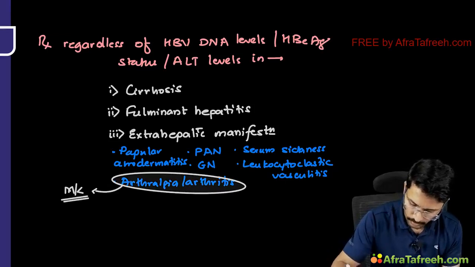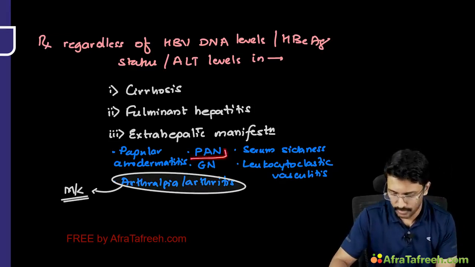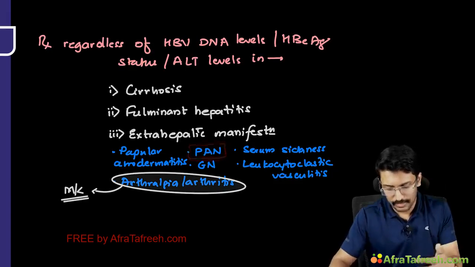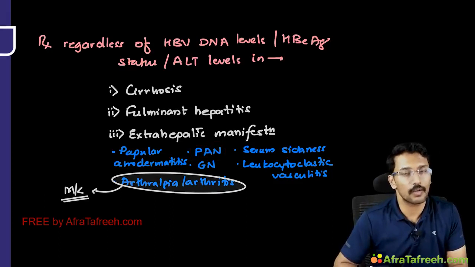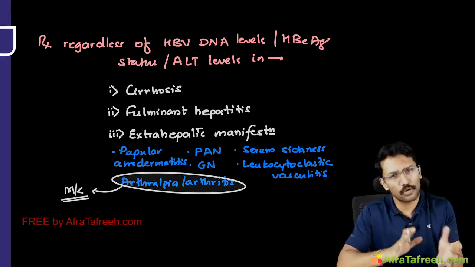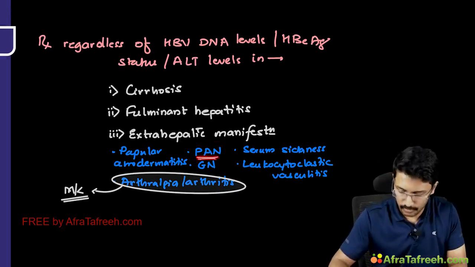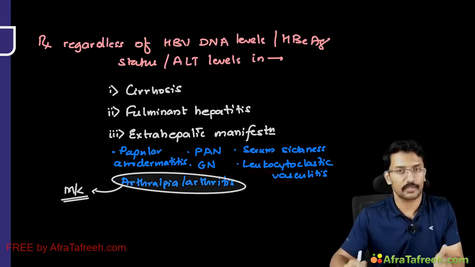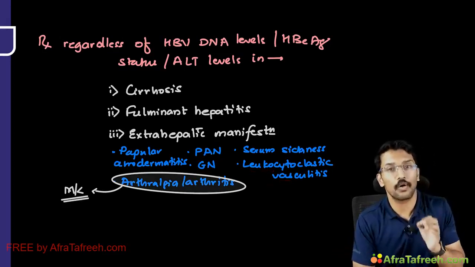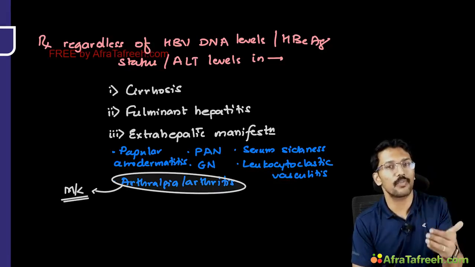Okay, now before I move on, one more important point. When we say polyarteritis nodosa, is it only seen in hepatitis B patients? The answer is no. It can also be seen in hepatitis C, but more likely to be seen with hepatitis B. And you have to also remember that some of the manifestations that I have listed here, like PAN, glomerulonephritis, leukocytoclastic vasculitis, are all because of immune complex deposition.